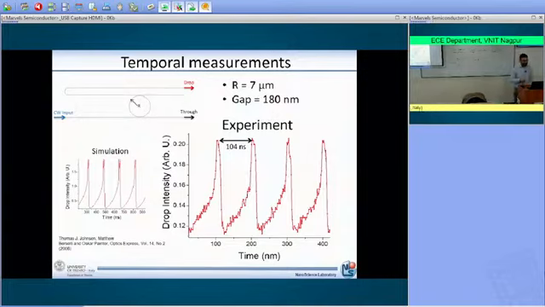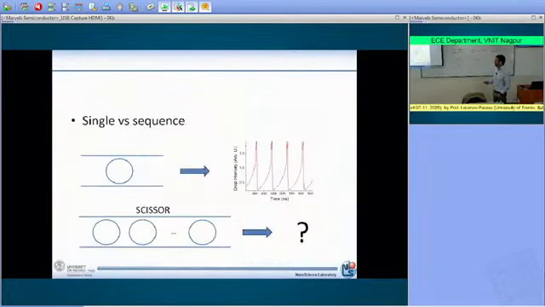Just to give you a few numbers, the microring in this case had a radius of 7 micron, and the gap, the distance between the bus waveguide and the microring, was 180 nanometer. So this is nice, okay? And this is what is happening. We will see an application of this phenomenon later. But this is what is happening when you have a single microring.